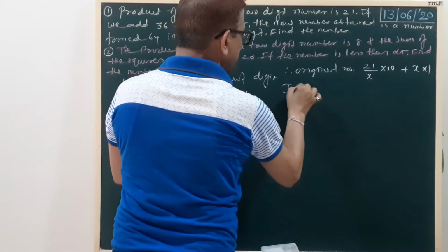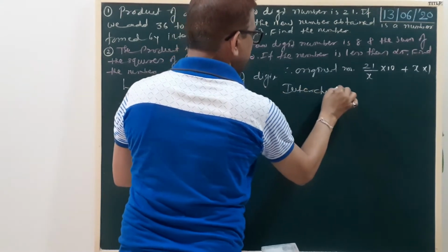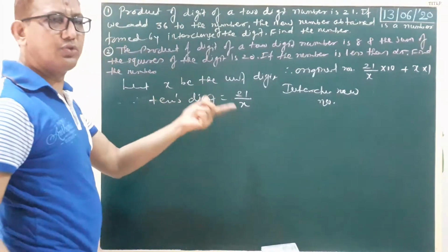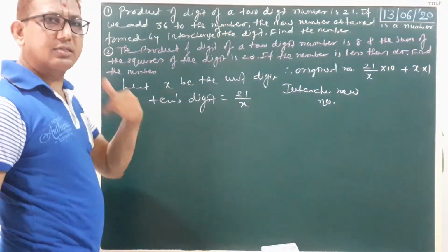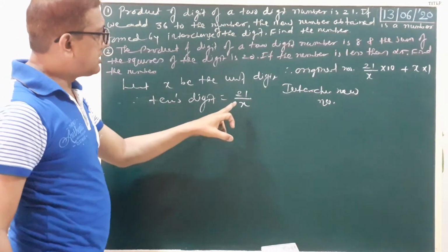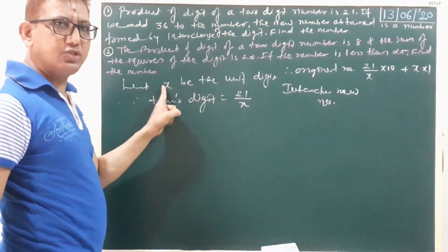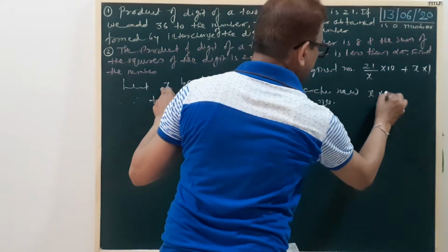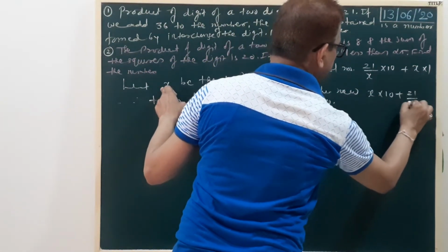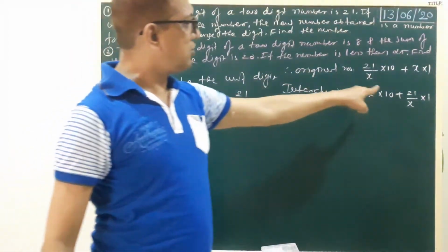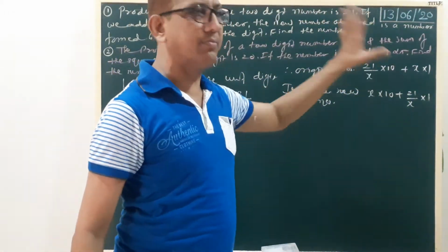Now interchange the number. Interchanging, new number. Now 10's place converts to unit place and unit place converts to 10's place. Now this is your 10's place in the new number. So x is multiplied by 10, and 21 upon x multiplied by 1. This is your interchanged new number. This is your original number.